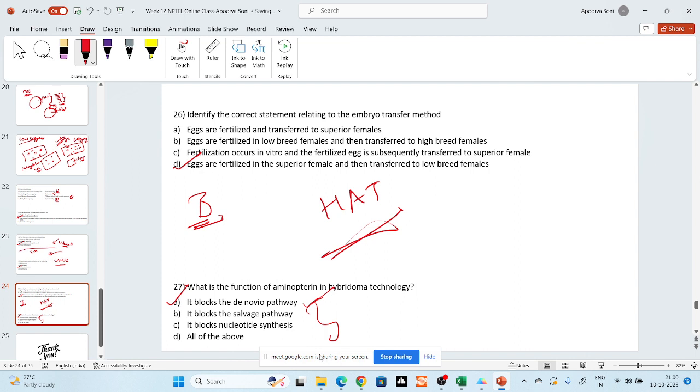You might have options which look very similar to each other, and you might think this is also correct, this is also correct, so what should I choose? Then you should choose the option which is more specific and more related to the question. Like I said, if you have options which are entirely different, like it provides nutrition, it is required for growth, it is required for proliferation, and another option is that it blocks the nucleotide synthesis pathway, in that case you can select nucleotide synthesis. But here, because you have an even more specific option, you cannot select this. You have to select the de novo pathway only.